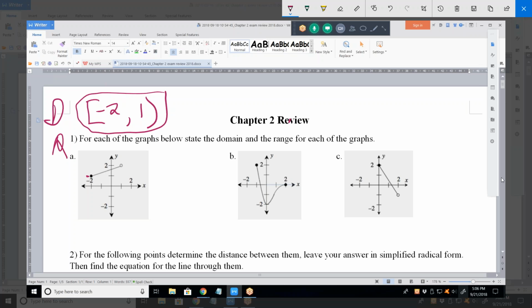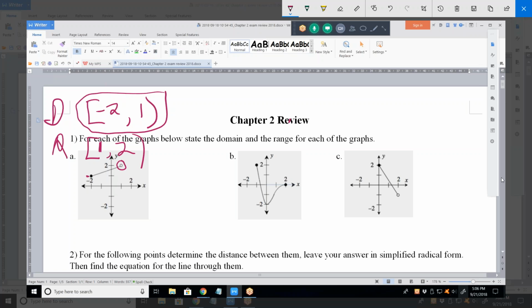That's a bracket or a parentheses? A parenthesis. Actually, it's a bracket. Y can be -2 or Y can be 1. In other words, when x is -2, y is 1. So it can be 1, and the top end of that interval is what? 2. And parentheses or bracket? Parentheses. It's the open circle.